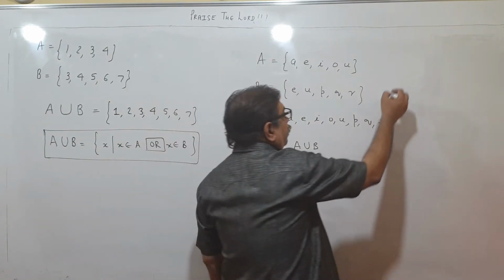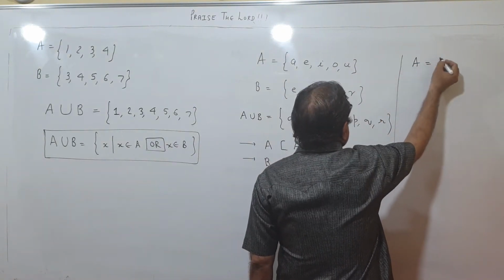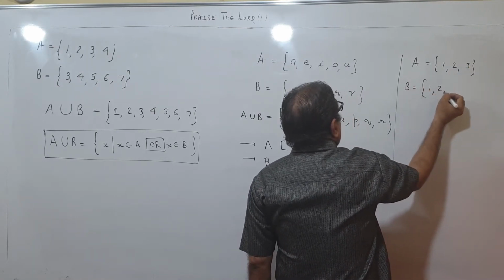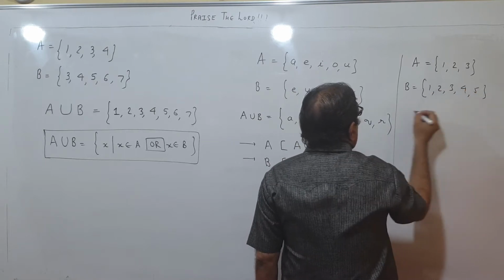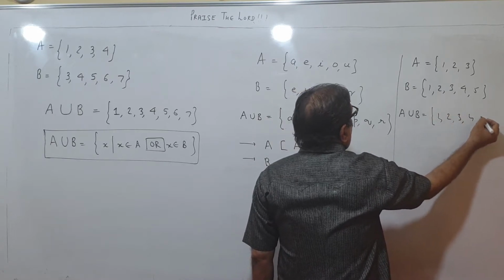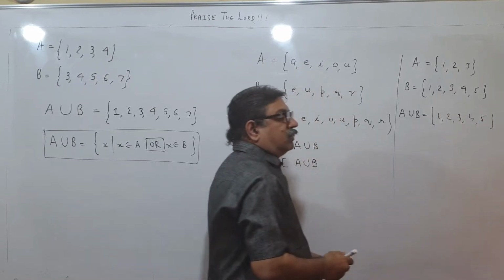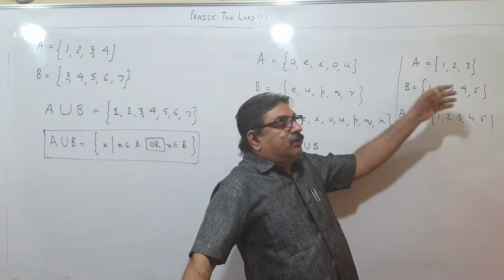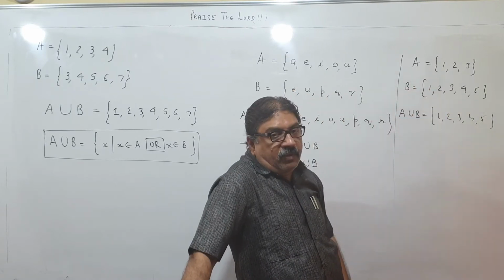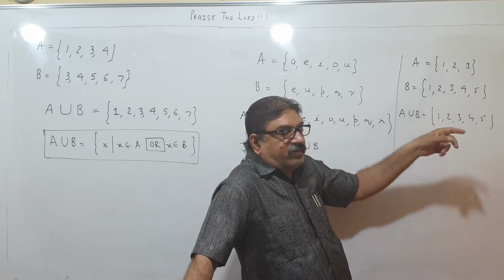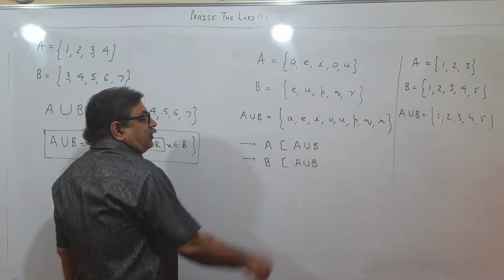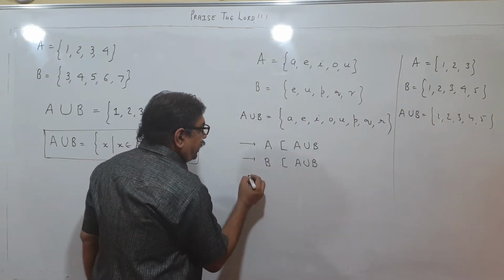If A was like this, supposing 1, 2, 3 and B was 1, 2, 3, 4, 5. So what will be A union B? It will be 1, 2, 3, 4, 5 like this. We can see that A is a subset of B because all elements of A are included in B. So if A is a subset of B, then A union B will be B, the bigger set. Like this we understand. So A is a subset of A union B, B is a subset of A union B.